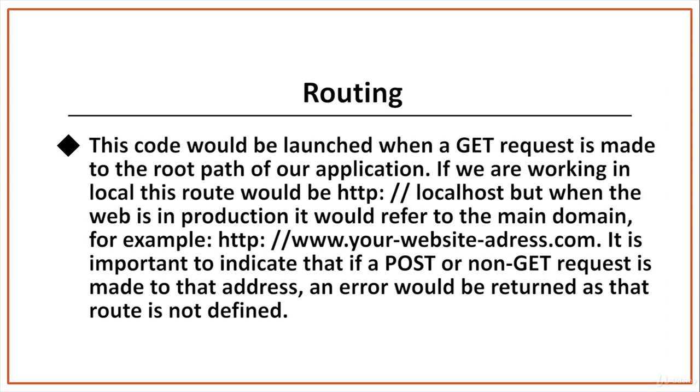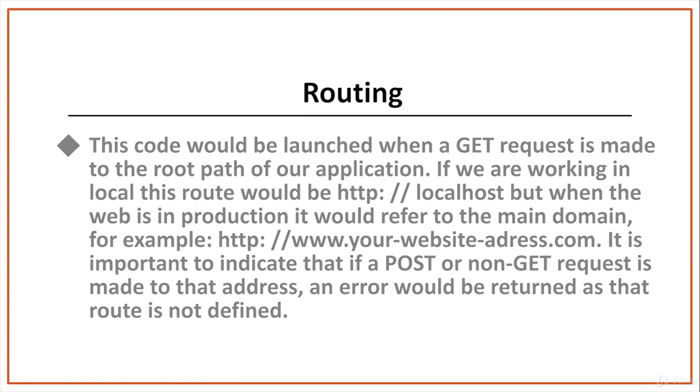But if we're working in local, this route will be http://localhost. But when the website is in production, it will refer to the main domain. For example, http://www.yourwebsiteaddress.com. And it is important to indicate that if a POST or non-GET request is made to that address, an error will be returned as that route is not defined.